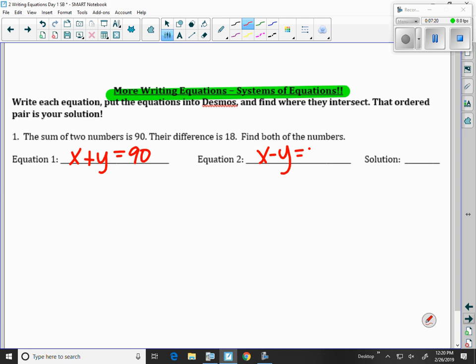Okay, but I have a question. X minus y. How do you know x minus y, not y minus x? Well, in this case, you don't really know which number is bigger, but you're setting it that x is going to be bigger. Yeah.